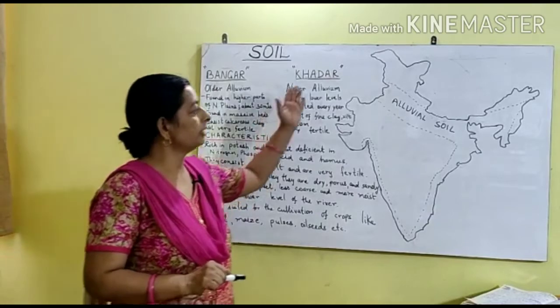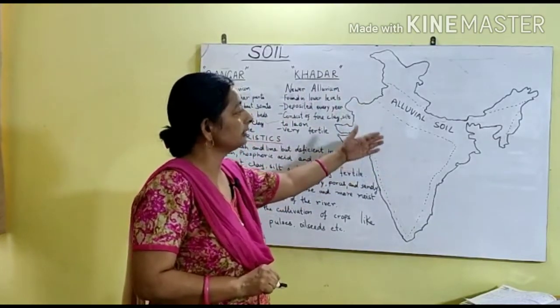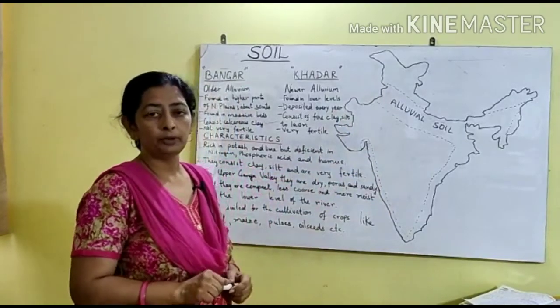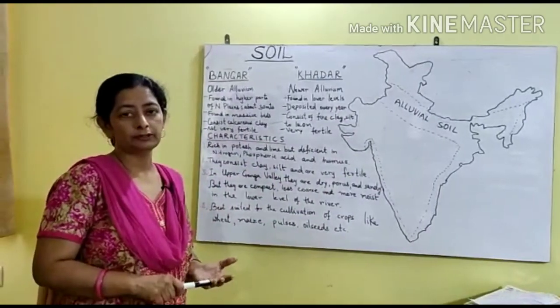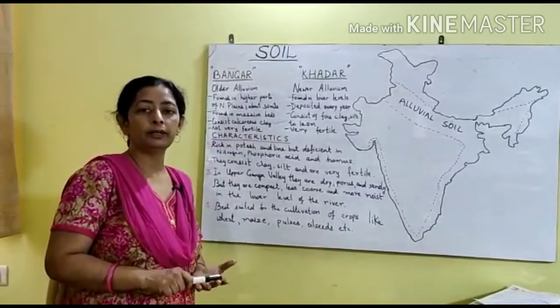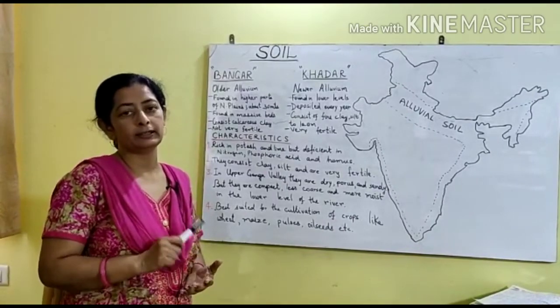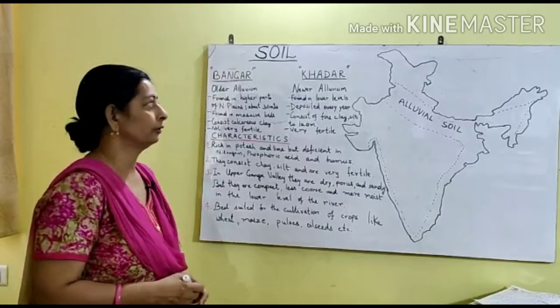India has a vast natural environment which facilitates the growth of different types of soil. Broadly speaking, there are 6 different types of soil: alluvial soil, black soil, red soil, laterite soil, mountain soil and desert soil. But first we will start with alluvial soil.